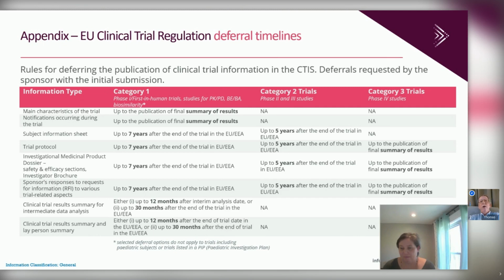And category 3 trials or phase 4 studies, which by definition are market-approved studies, products, so delays become much more limited. And you can see that you can delay certain things up to the point when you're doing results disclosure, but most of the things are not permitted. So I'm not going to go any deeper into that.